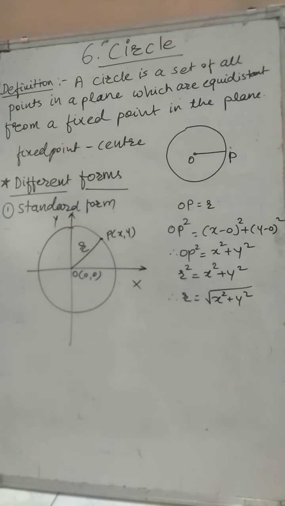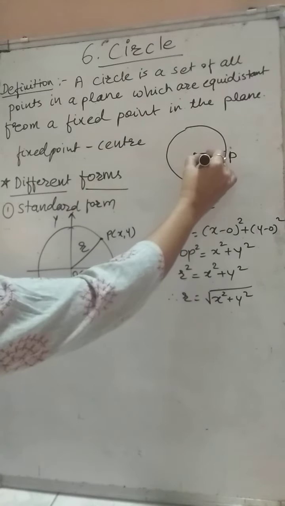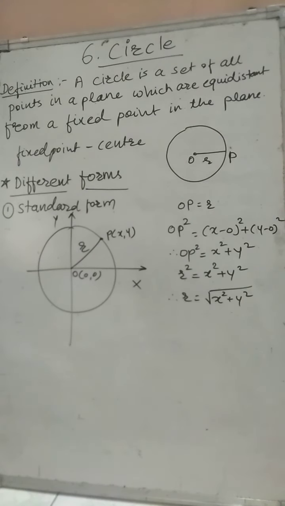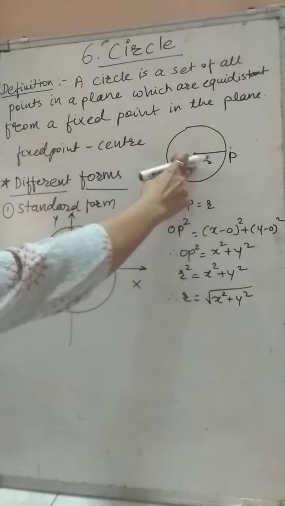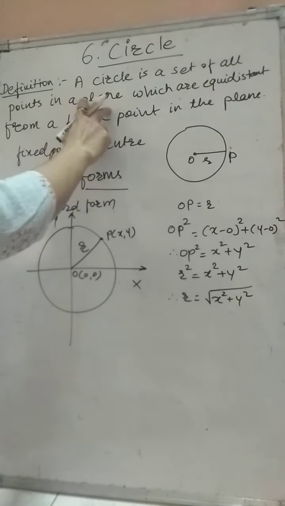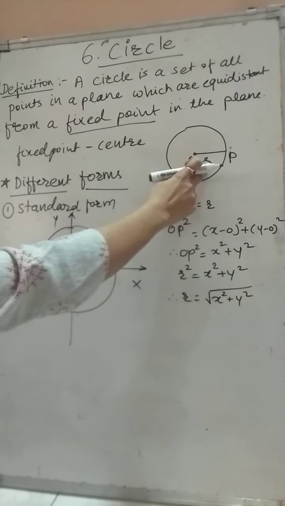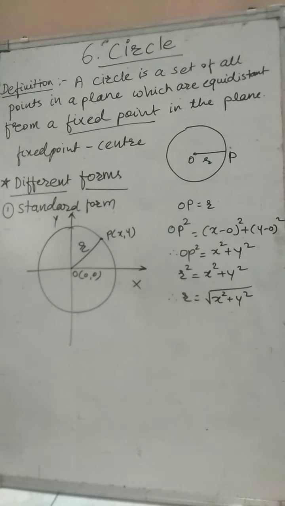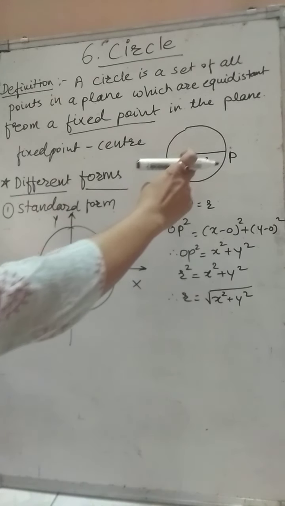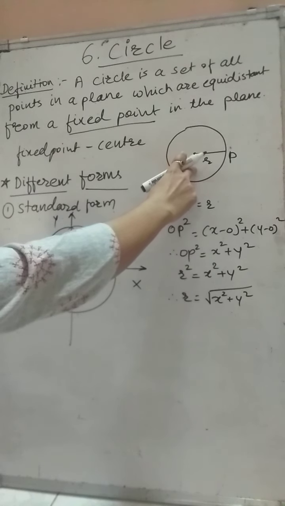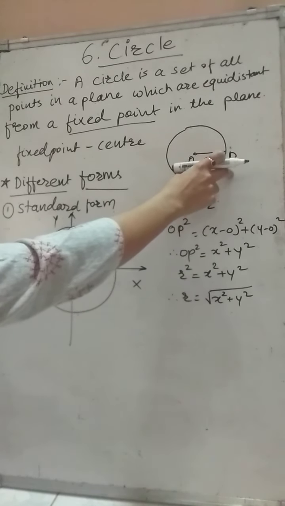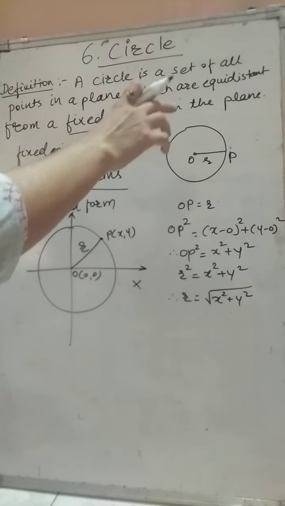We know the center of a circle is O, and what is the radius? OP. r is the radius of the circle. What is a fixed point? Circle is a set of all points in the plane which are equidistant from a fixed point. What is a fixed point? Fixed point means the center of a circle. And the distance from the center to any point on the circle is called the radius of the circle.